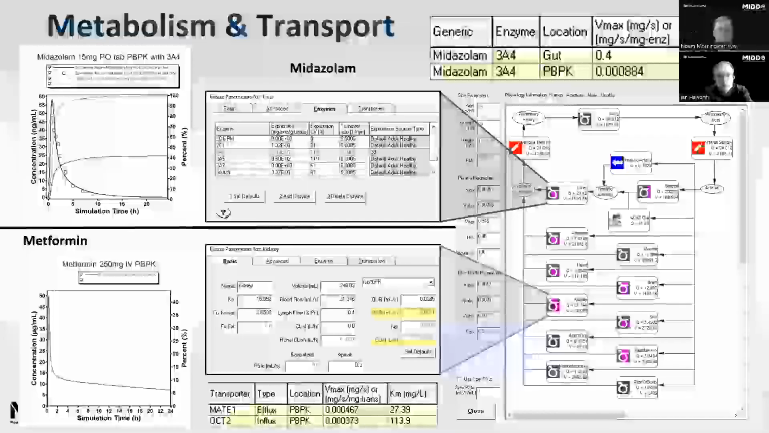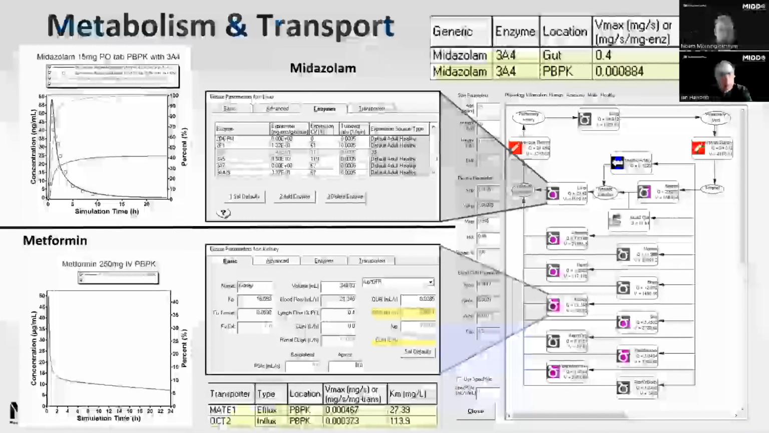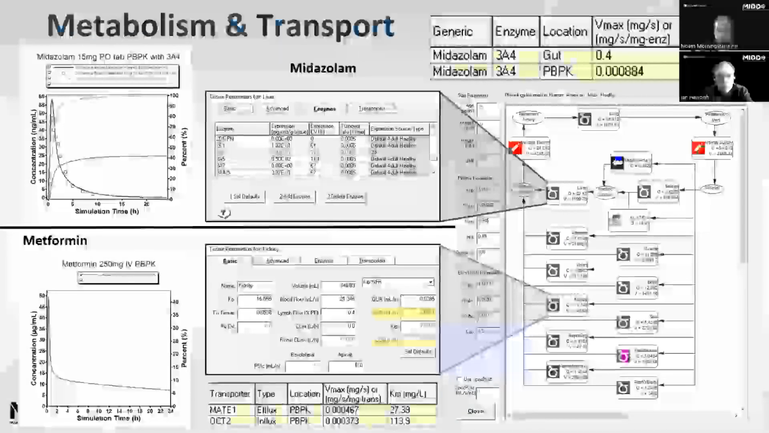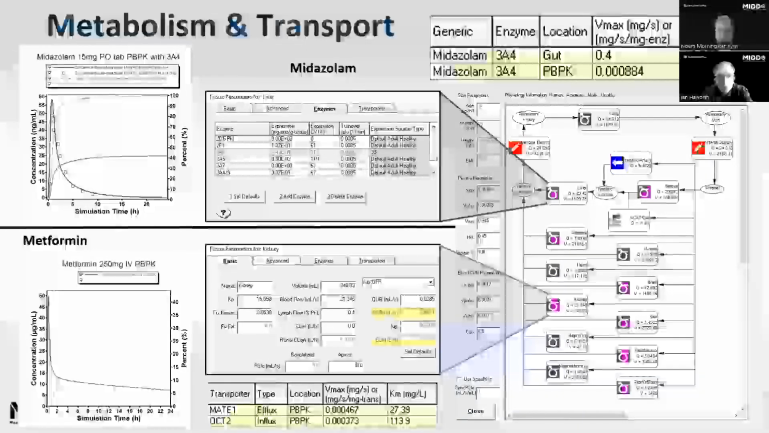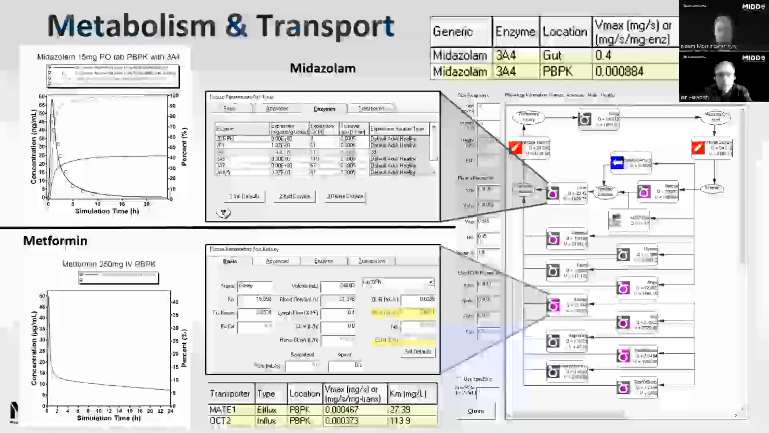So looking at a detailed example for these, we have midazolam on the top and middle, and on the bottom left, we have metformin. And over on the right, we have the generic PBPK diagram, which is an integral part of GastroPlus. And this in and of itself is a good teaching tool because it's a very nice diagram connecting the different tissues in the body, showing blood flow and perfusion and how they're all connected. And this is really just a description of how the drug is going to move throughout the body.